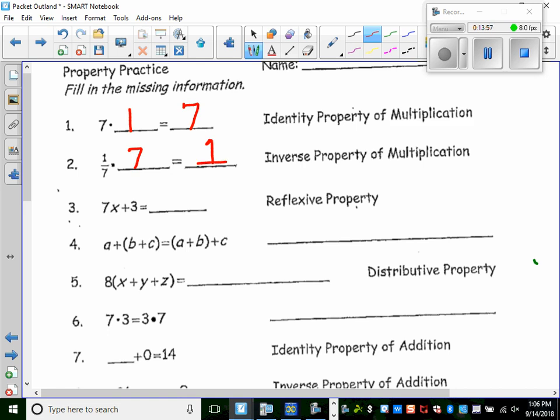Now, remember what I told you, reflexive property. You've got to have the same thing on both sides. So I'm going to let you finish. If you come across one like this, where there is obviously an operation involved, you have to tell me that property of addition or that property of multiplication. Okay, so I'll give you about 10 minutes to get this filled in. This shouldn't take very long. And then we'll move on to the next part, properties.